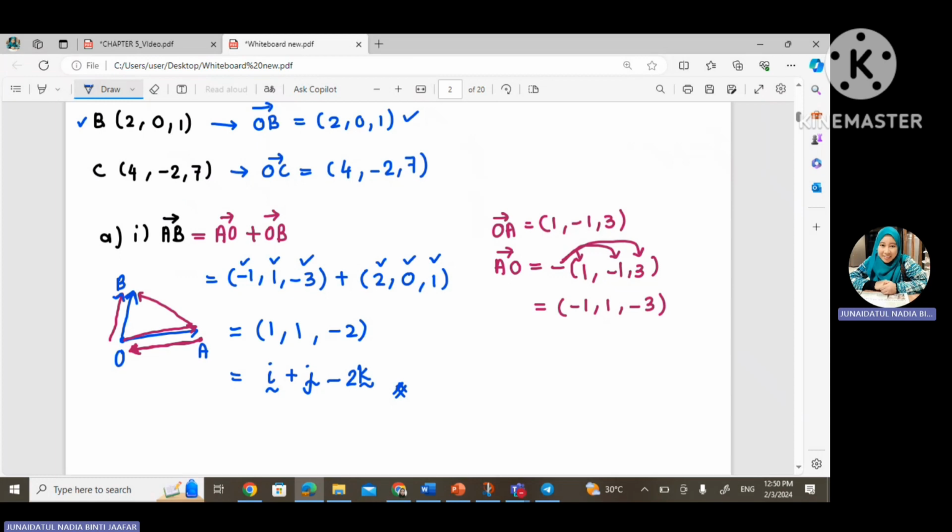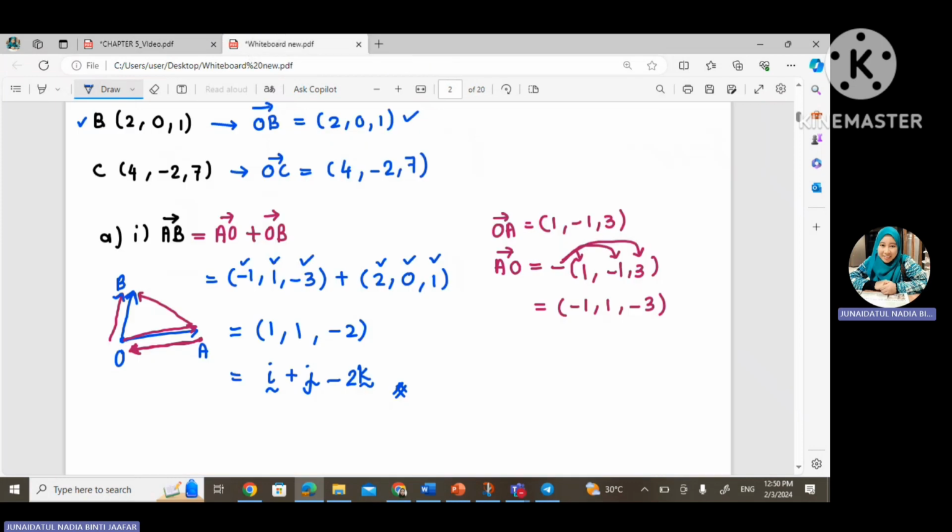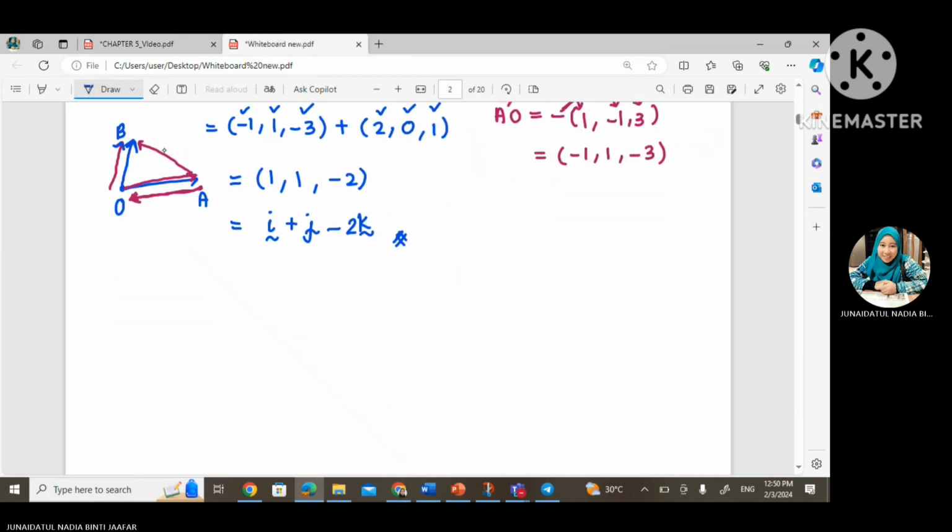Okay, so we continue with the second question. We must find the resultant vector of AC. So from the origin we have vector A and then vector C. So we must find the resultant vector of AC. Okay, so it starts from point A, goes to O, so we have AO, plus continuing from O to C.